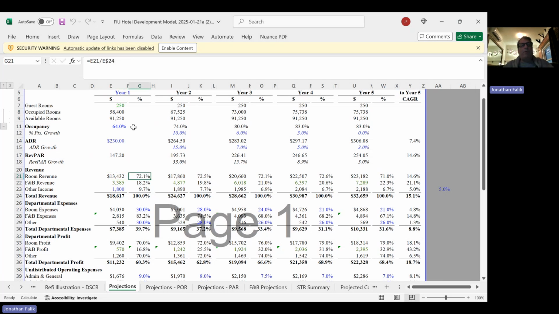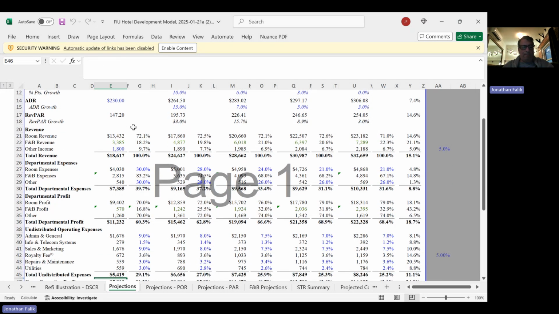So to recap, for revenue, what we show here is the room revenue divided by total revenue. In the departmental expenses, we're showing the rooms expense. So rooms expense is 30% of rooms revenue, not of total revenue. Departmental expenses are calculated as a percent of departmental revenue. Here, the food and beverage expense is divided by food and beverage revenue. Same thing with other.